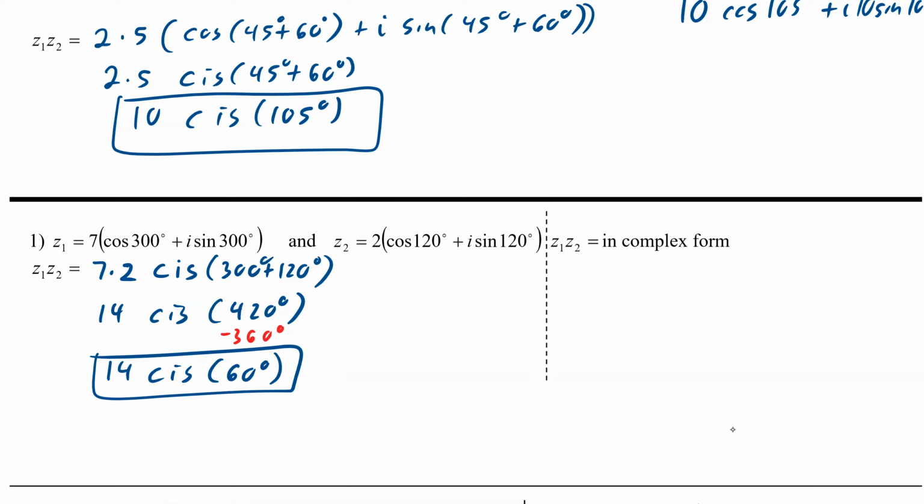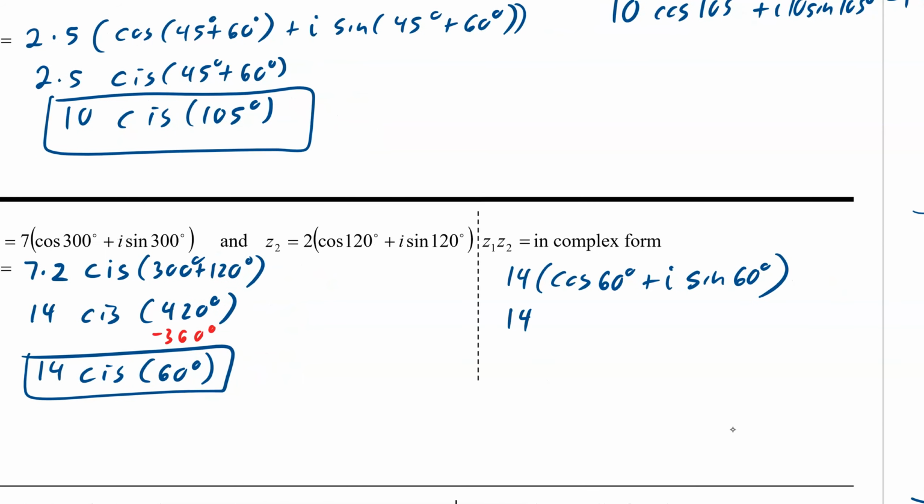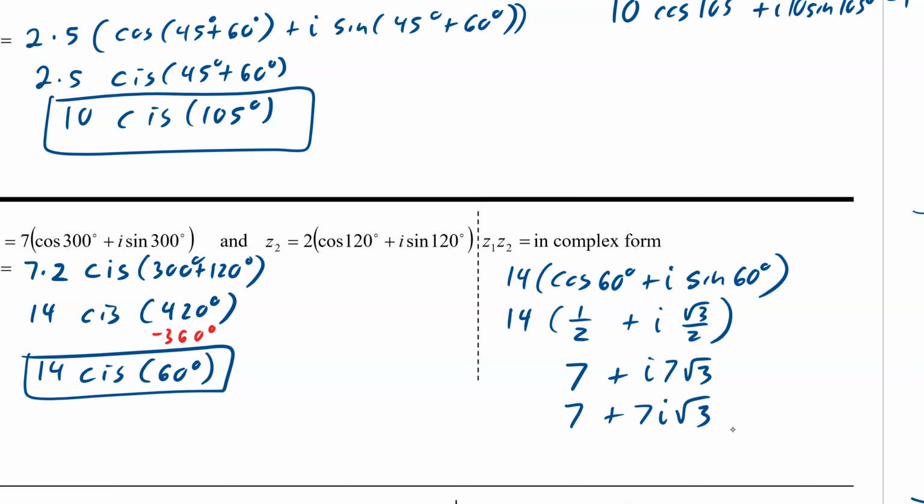So how do you convert it back to complex? We just expand it out. So it's 14, and then it would be cosine of 60 degrees plus i sine of 60 degrees. Cosine of 60 is a half, and sine of 60 is root 3 over 2. So 14 times a half is 7, and 14 times root 3 over 2 is 7 root 3, so we're going to put 7 plus 7i root 3.